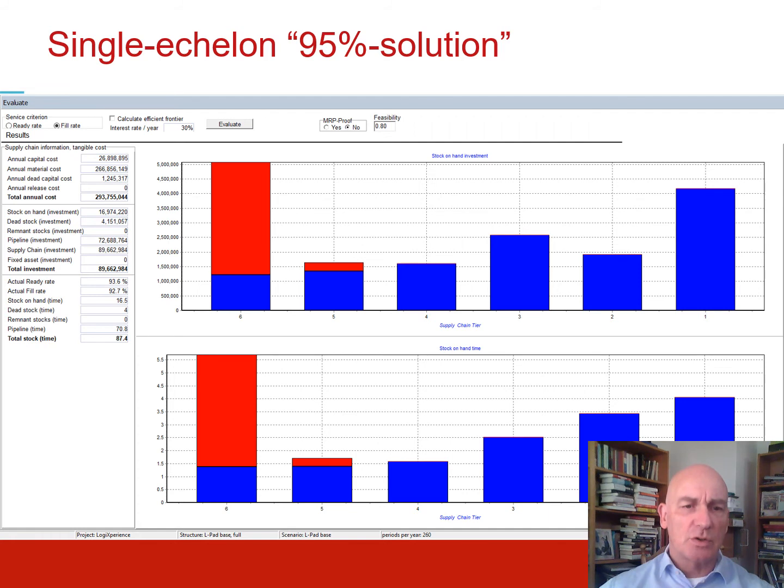And here we see the stock on hand investment. So this is the investment part: stock on hand, debt stock, pipeline stock, and then total investment. And here you get the operational performance. And now it's important to note that you can see over here, we have set a fill rate target of 95%. Fill rate is the fraction of the amount satisfied from the shelf. With the single item, single echelon approach, we only have 92.7%.